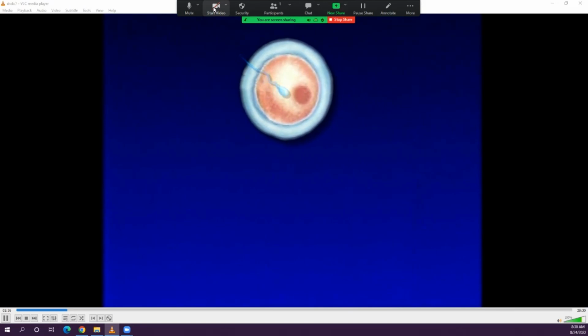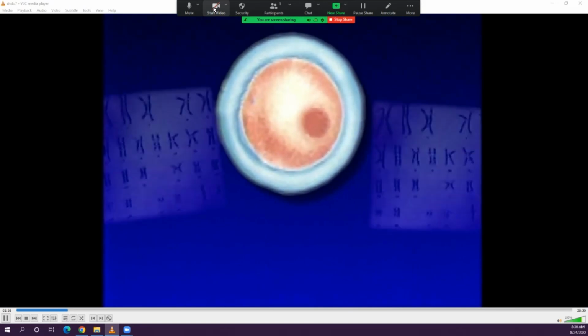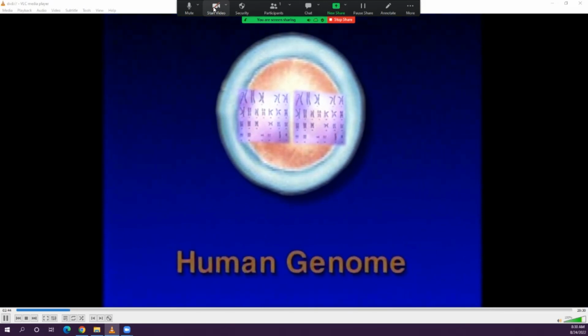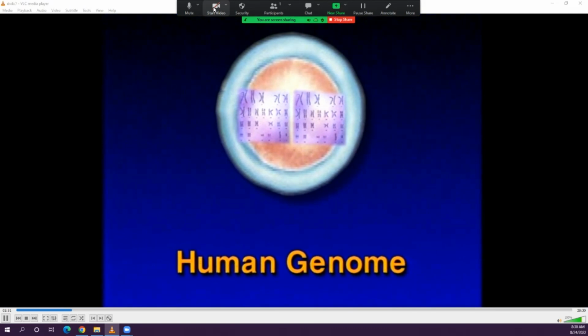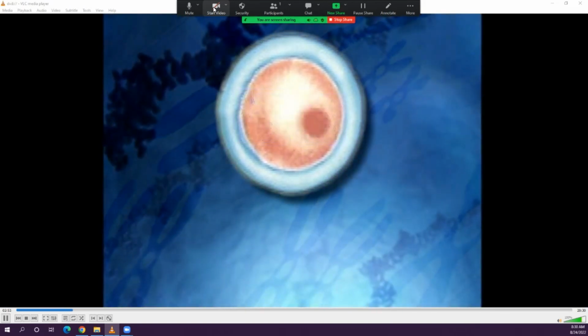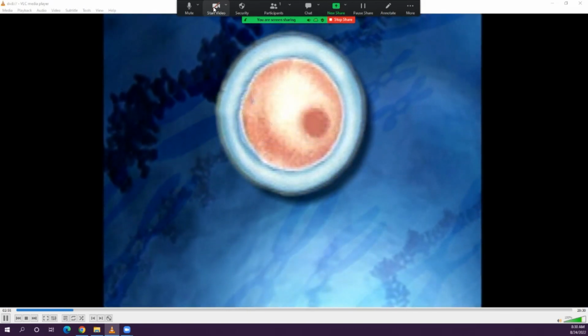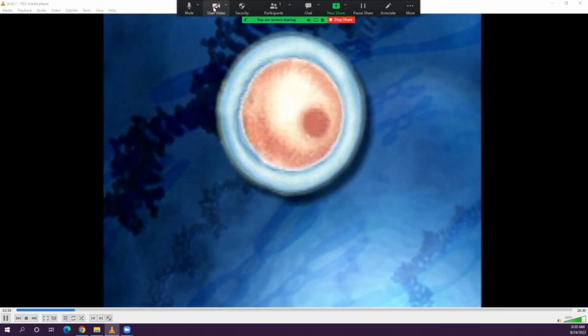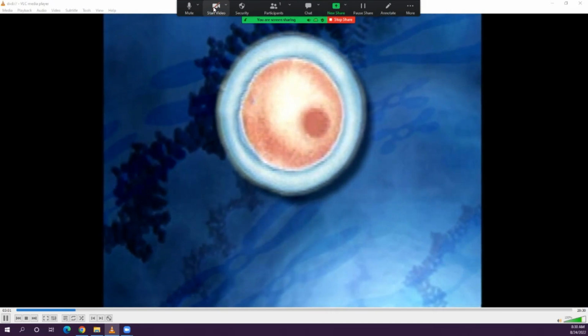The zygote, either male or female, contains the genetic code for the new organism. The genetic code, also known as the genome, contains all the hereditary information needed to build, operate, and maintain an organism. The outcome depends on the environment which surrounds the genome. Thus, even at this early stage of development, genes and environment are interacting.